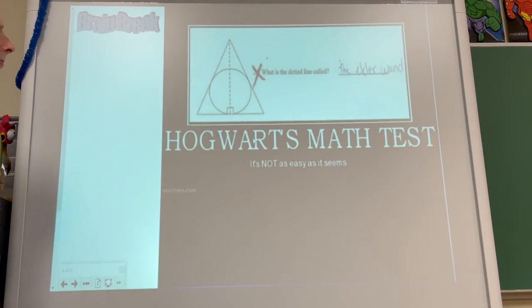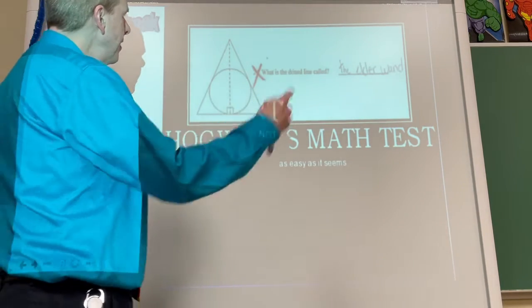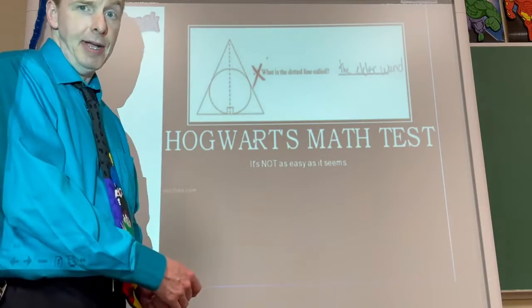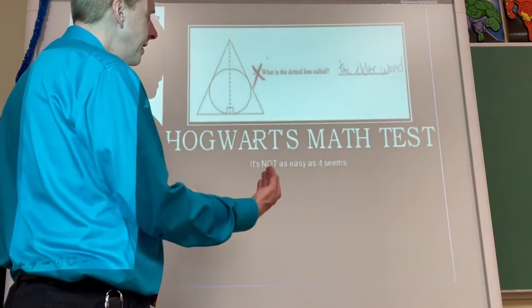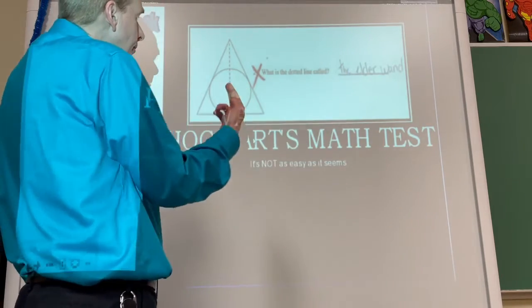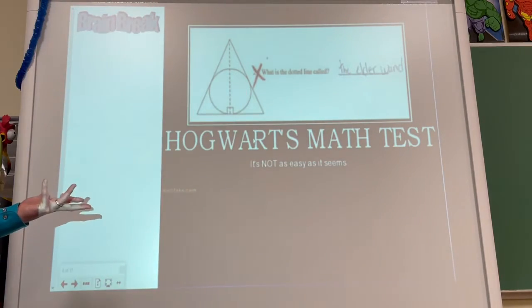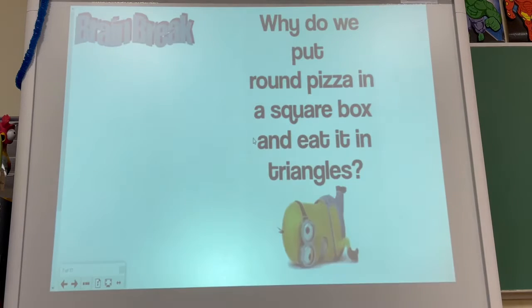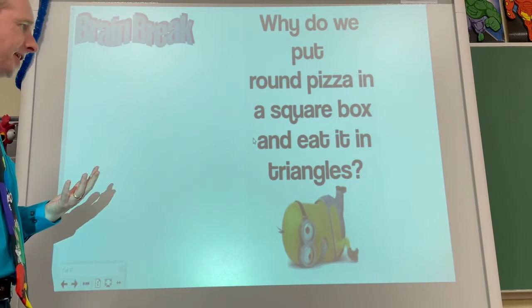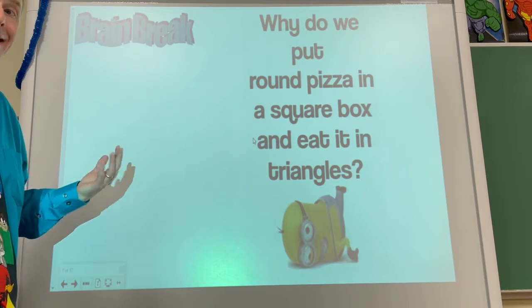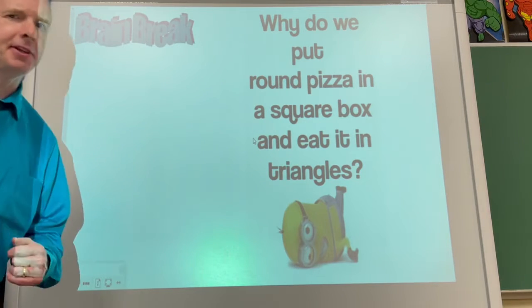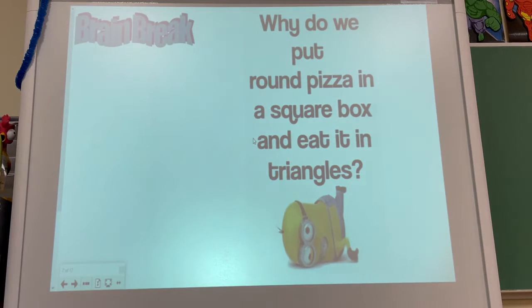Welcome back. How about a little brain break? What is the dotted line called? This was the Hogwarts math test for you Harry Potter fans. It's not as easy as it seems. It's the Elder Wand, right? Doesn't it look like it? Yeah, I got marked wrong anyway. Somebody was not a Harry Potter fan, I guess. Question for you. Why do we put round pizzas in a square box and eat it in triangles? I think it's a conspiracy. There must be some math involved somewhere. Why do they call it a pizza pie, right? Ooh, yeah.